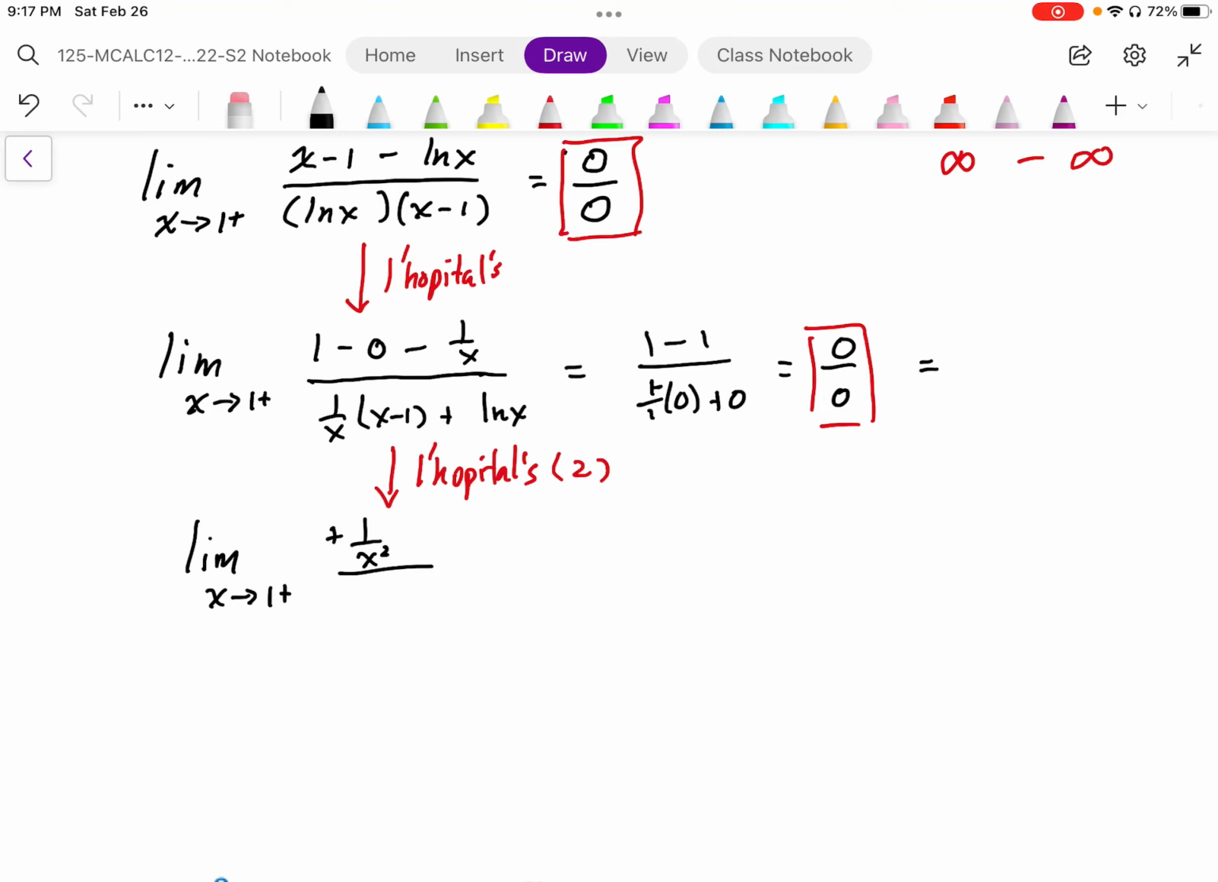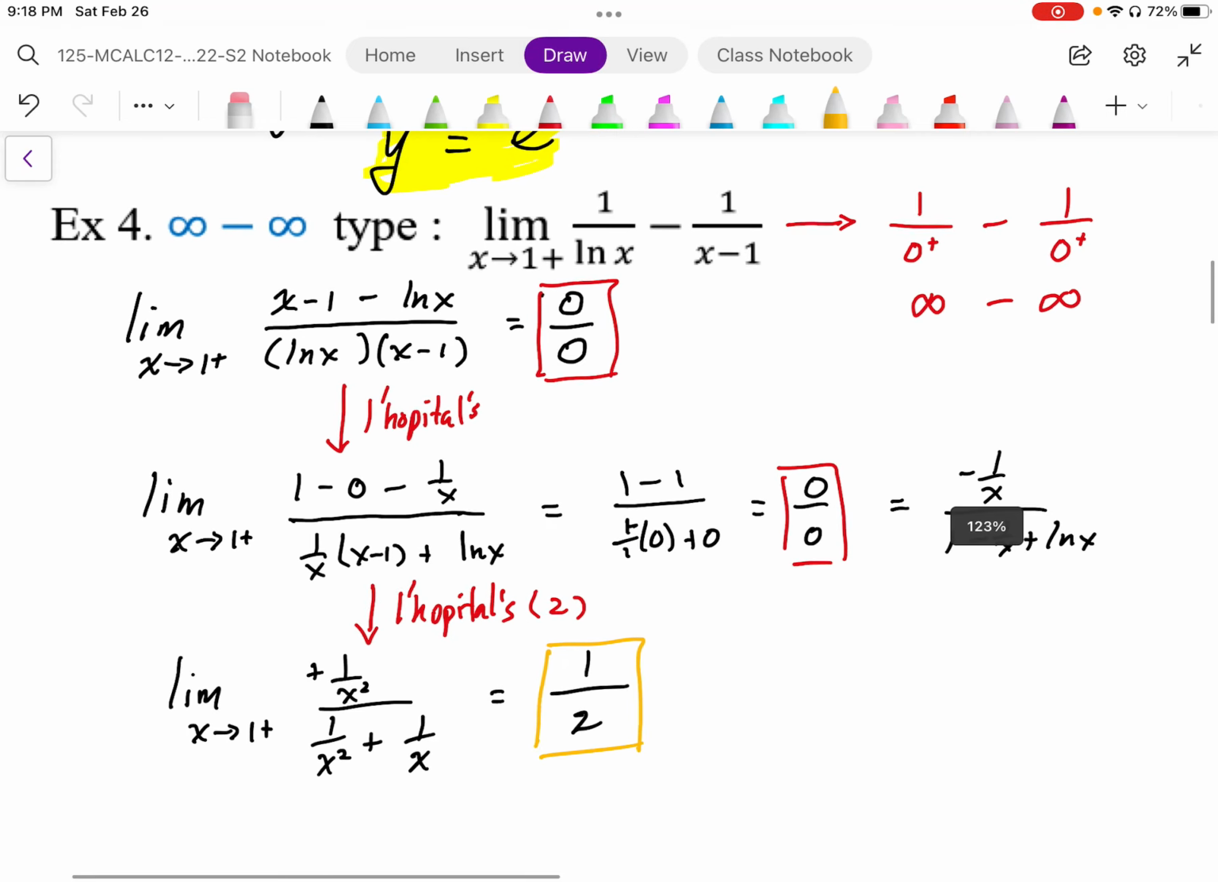So I'm going to maybe simplify this. This is going to be negative 1 over x over 1 minus 1 over x plus log x. So in the denominator, I end up with 1 over x squared plus log x. The derivative of log x is 1 over x. Then I can put in my limit: 1 on top, 1 plus 1 on bottom. So my limit is equal to 1/2. The limit of that original expression is equal to 1/2.